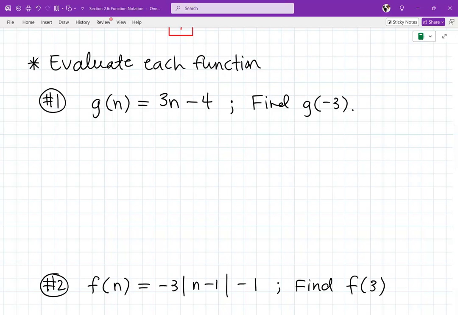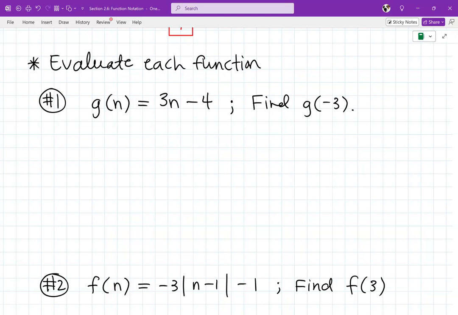By the way, this doesn't take a long time to do these, okay? It doesn't take a long time to do these at all. So we have g of n, okay? That means g is a function of n. That means that the equation is the g equation, and in that equation there's n's in it, all right? So the function is called g, and inside of g there's n's as letters.